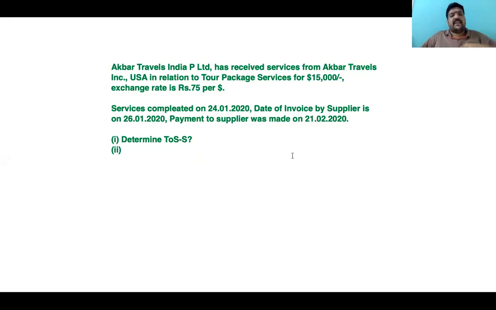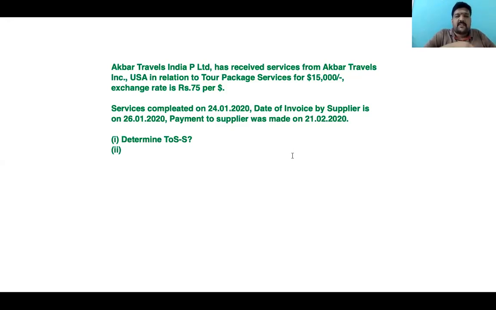See, this position all of you have taken at your conscious level. You read Akbar Travels, you read Akbar Travels India Private Limited, Akbar Travels USA, import of service, RCM applicable, so 13(3). So you started the answer with 13(3). But till now you analyze, no, that is not in the paper. My view is that it should come in the paper. That point should come in the paper.